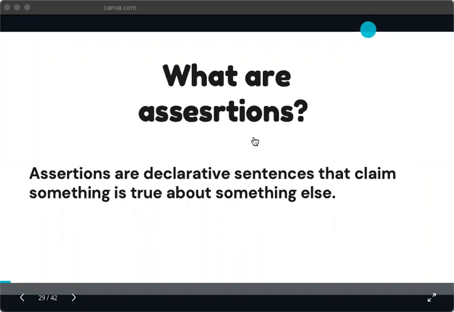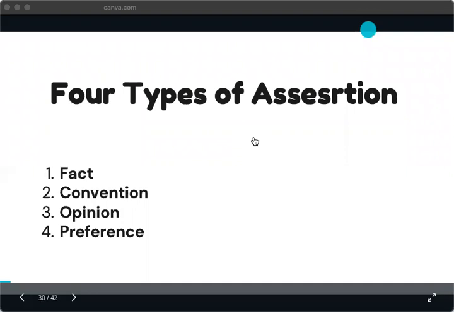Here they are. Let's have the four types of assertion. The first type of assertion is fact. Second, convention. Third, assertion of opinion. And fourth one, assertion of preference. Let's discuss the first type. The first type of assertion is fact, assertion of fact.